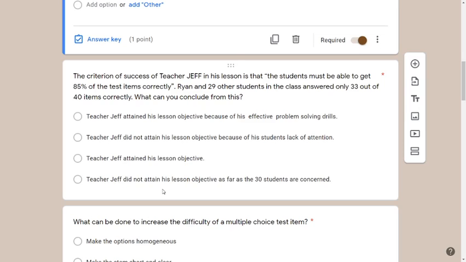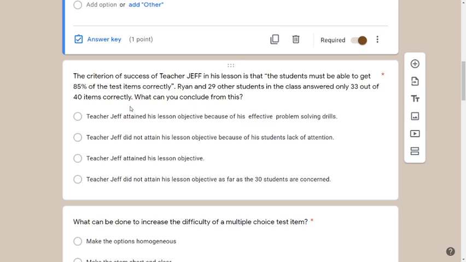Okay, so let's try to figure out if teacher Jeff did attain or not. From here, it's actually very simple mathematics. All you have to do is, according to this one, it says that in order for teacher Jeff to say that he was able to attain the criterion of success, 85% of the test items should be correct. So the 30 students here answered 33 out of 40 items correctly.